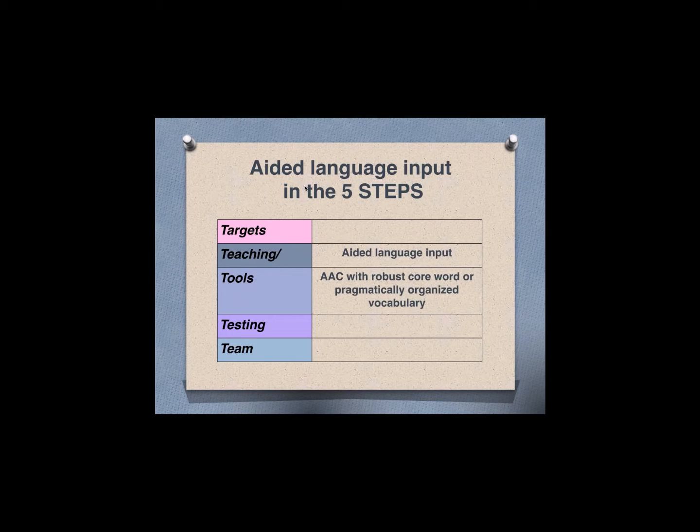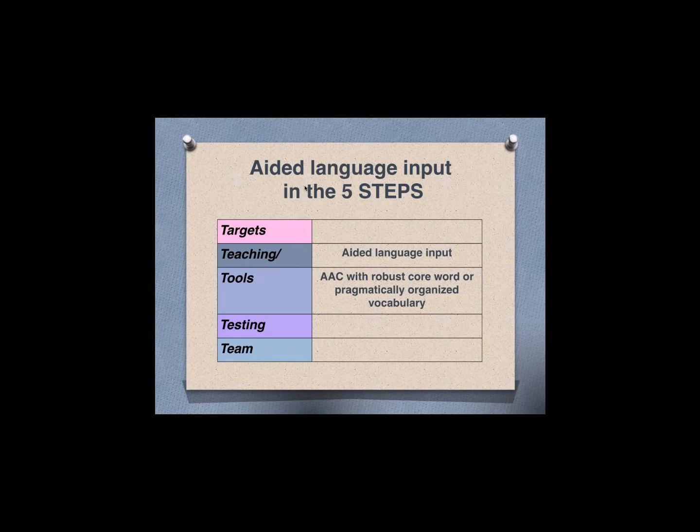So what we've talked about a lot already in the last 2 months is the teaching strategy of aided language input, where we recognize that kids can't begin to use a communication system if they've never seen that language being modeled by anyone else. So we're going to provide a rich, immersive environment for them to see a communication system, a visual language being used. And we've talked a lot about the tools that we would use to do that. So robust core word, a communication system, and either a robust core word system, which Maureen defined really well in an earlier webinar, or a pragmatically organized vocabulary such as a pod.